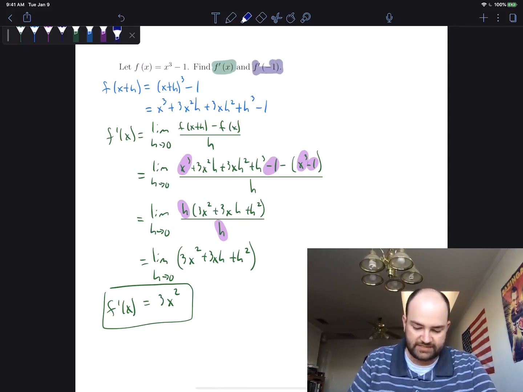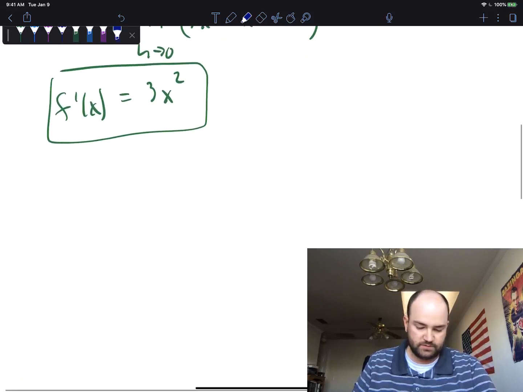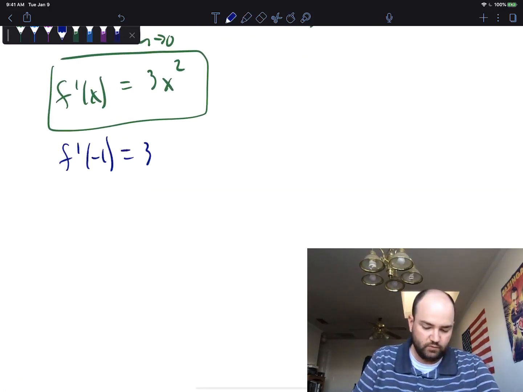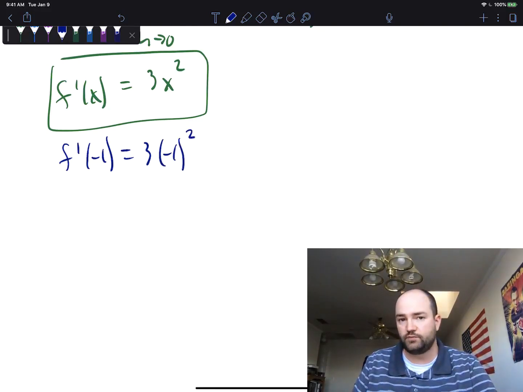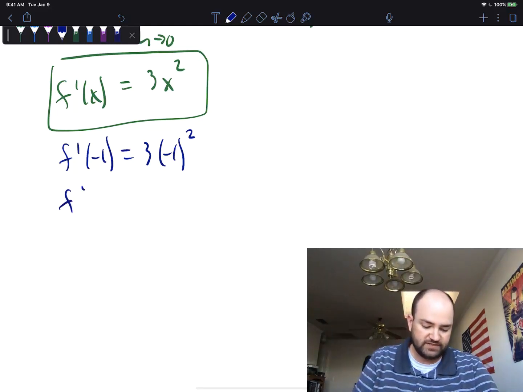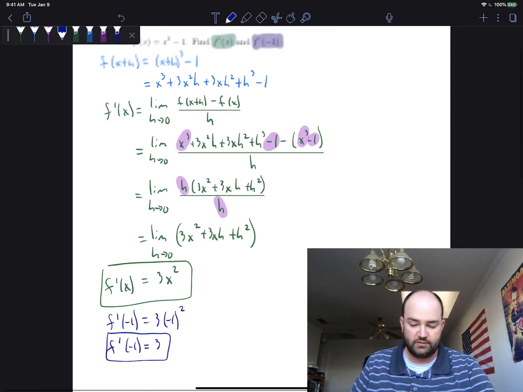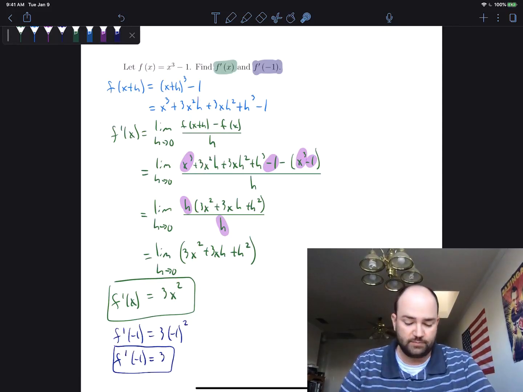Now let's answer the last question. F prime of negative 1. So going down here, it tells me that f prime of negative 1 would be 3 times negative 1 squared. Negative 1 squared is positive 1. Positive 1 times 3 is 3. So it tells me f prime of negative 1 is 3. And believe it or not, it is as simple as that once you have your derivative. Getting to here is a little bit tricky for now. In chapter 12, it's going to be a whole lot easier, I promise.